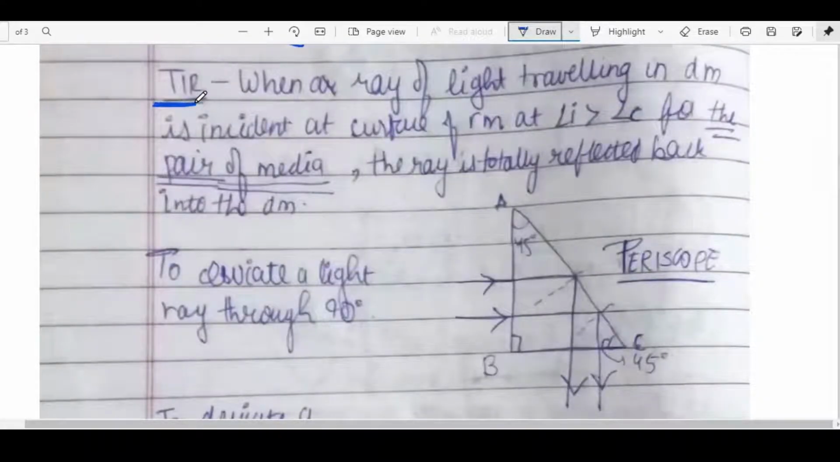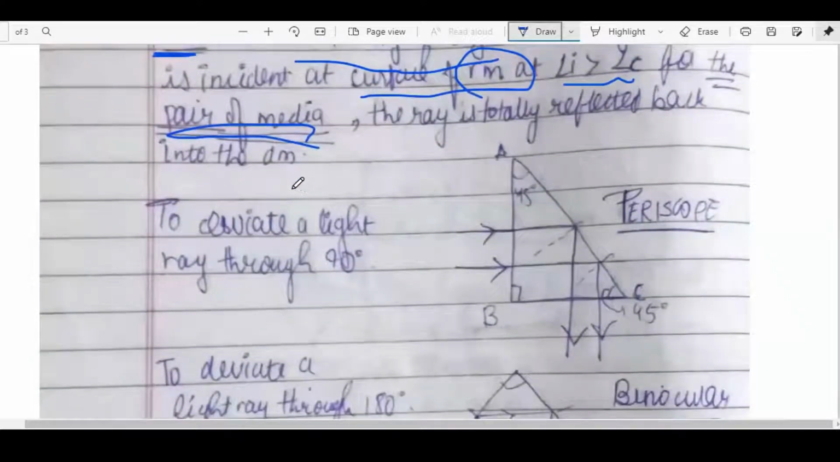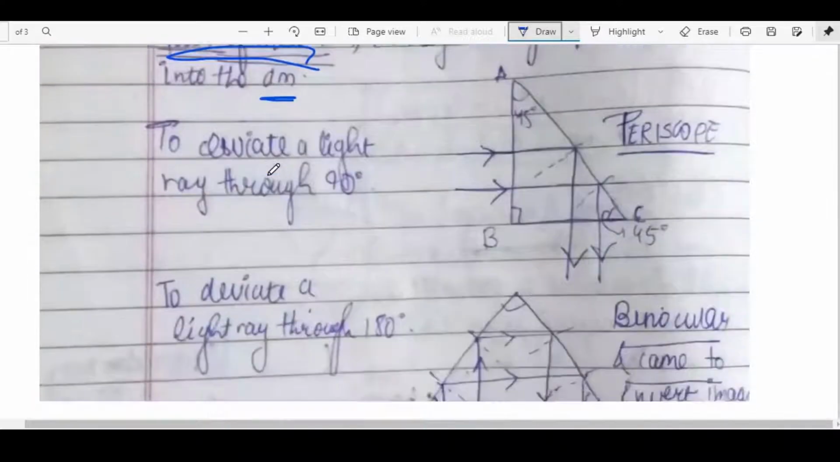TIR, total internal reflection. When does it happen? When a ray of light traveling in a denser medium is incident at the surface of a rarer medium and angle I must be greater than angle C, that is, the angle of incidence must be greater than the critical angle for the pair of media. Please write it or else you'll lose 1 mark. The ray is totally reflected back into the denser medium.